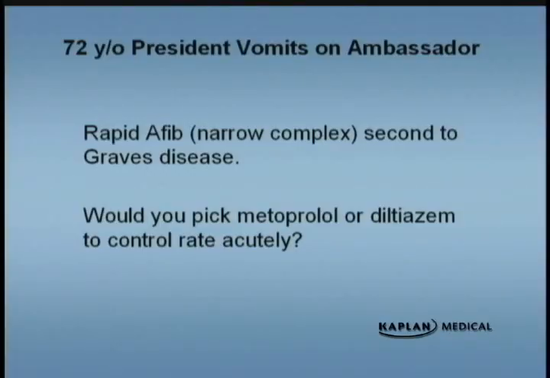So let's take a case. Let's pretend the president is suddenly ill with a fast heart rate of 170, narrow complex, he's stable, there's no chest pain or confusion or shortness of breath, and you find out, also know that the patient has Graves' disease. What would be the best drug to slow the heart rate down? And the answer in that case would be the beta blocker, metoprolol.